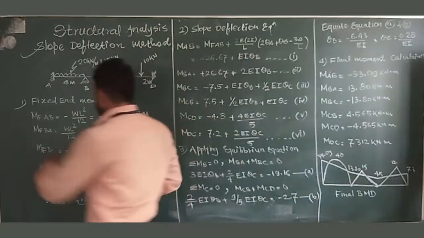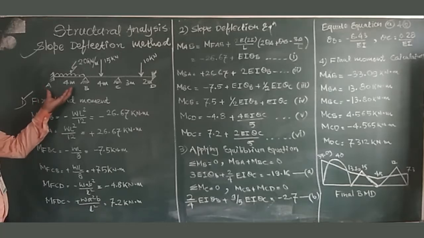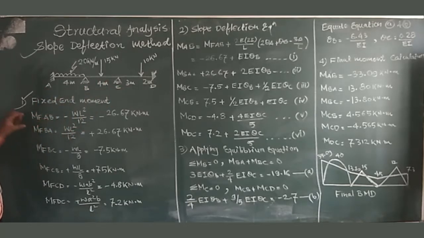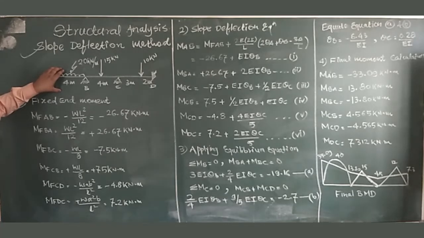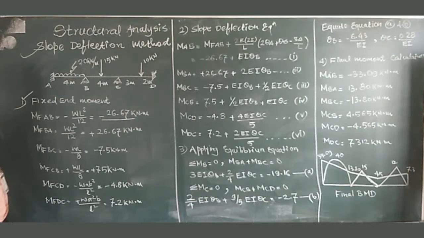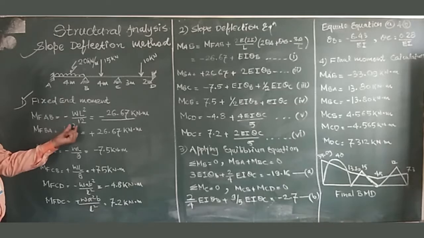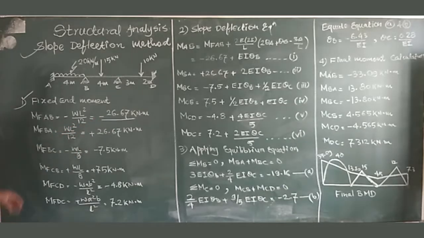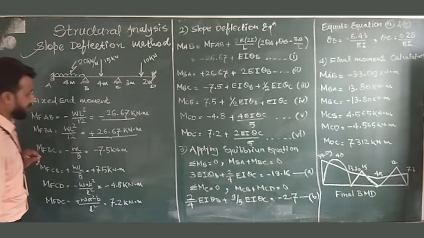So in the very first step, that is fixed end moment calculation, we will see the member-wise fixed end moment calculations. The first member is AB. Fixed end moment AB is minus WL square by 12, as this member is subjected to a uniformly distributed load, and we are getting the value as 26.67 kN meter when we put W as 20 and L as 4 divided by 12. Similarly, if we calculate fixed end moment BA, this is plus 26.67 kN meter.